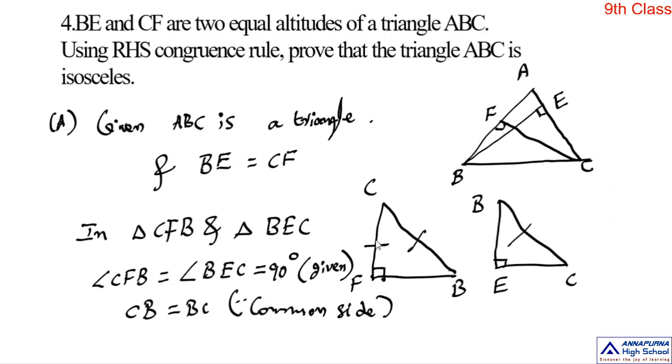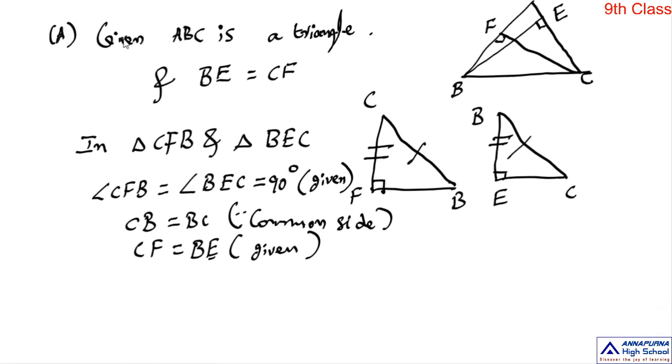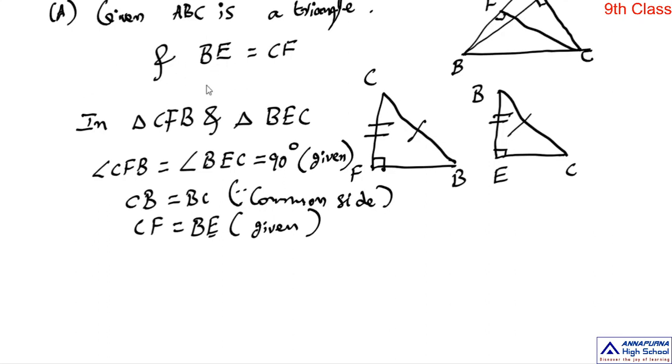Next, CF is equal to BE. This is the given condition. Already mentioned, BE is equal to CF, the given condition.